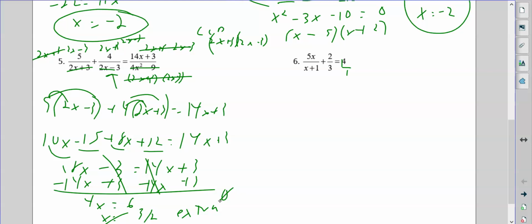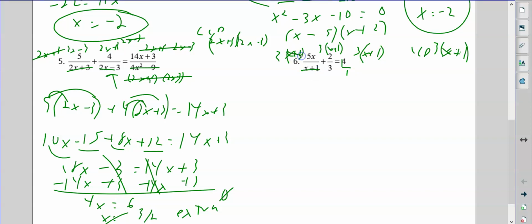Number 6, my LCD is simply the 3 and the x plus 1. Okay, so I'm going to multiply all 3 out. Don't forget that one. Most common mistake. So I'm going to multiply by 3 and x plus 1. You need the parentheses here. 3 and x plus 1 and 3 and x plus 1. And if it's not completely neat, as long as you know what it is, it's all that matters.